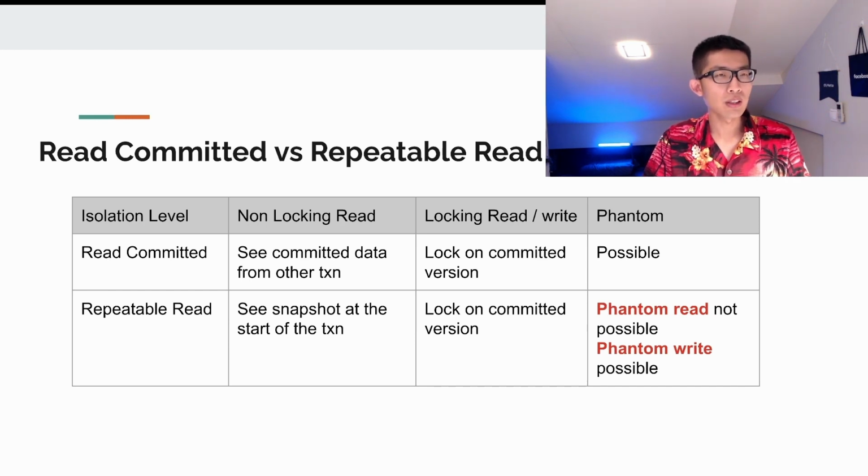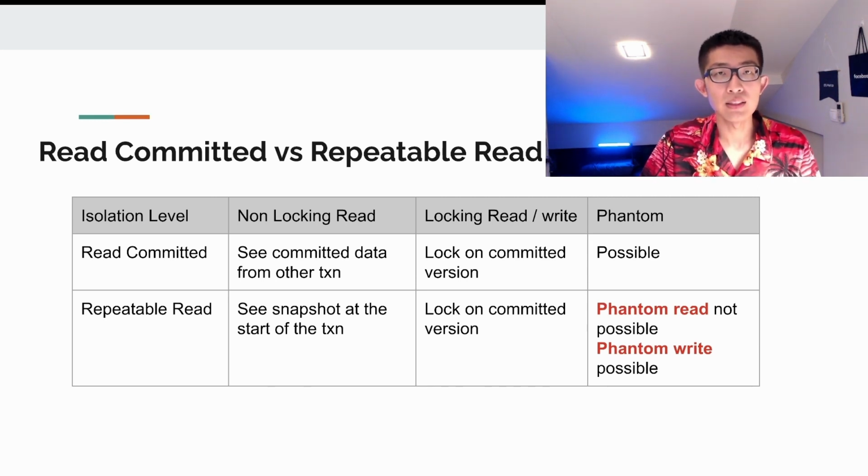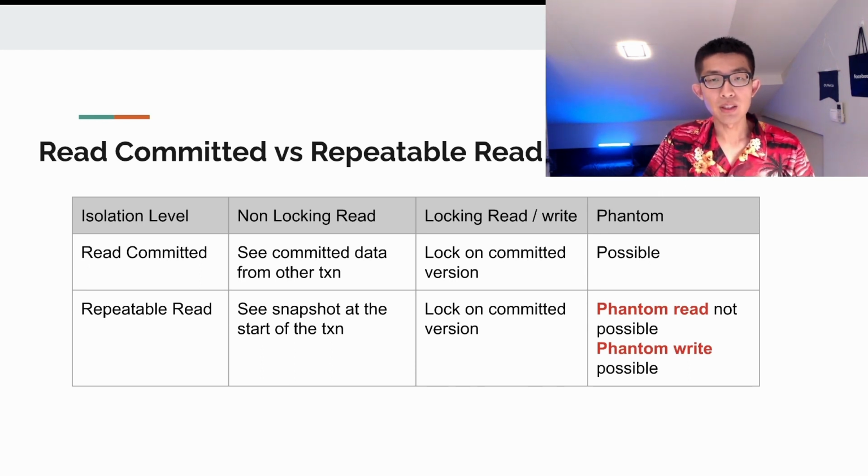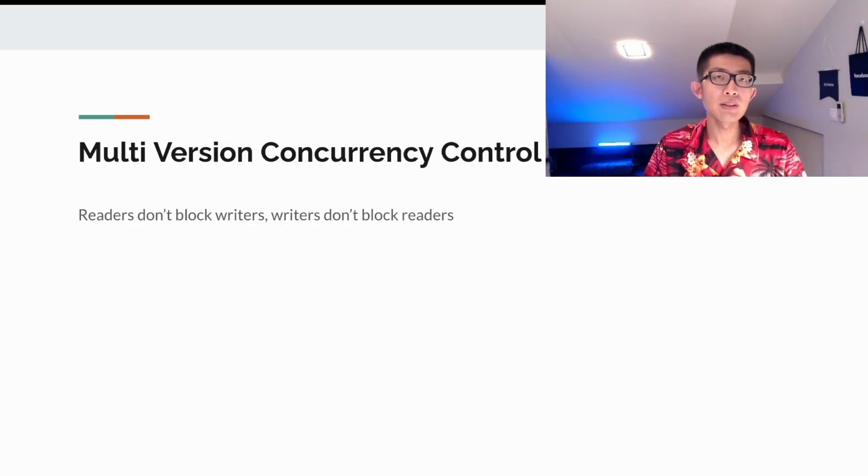If you still recall the demo I did at the start of the video, I alternate the read between select star and select star for update. They give different results. So now that makes sense. So far, we've talked about non-locking read and locking read. Before we move on to phantom, I want to talk about MVCC. MVCC stands for Multi-Version Concurrency Control.